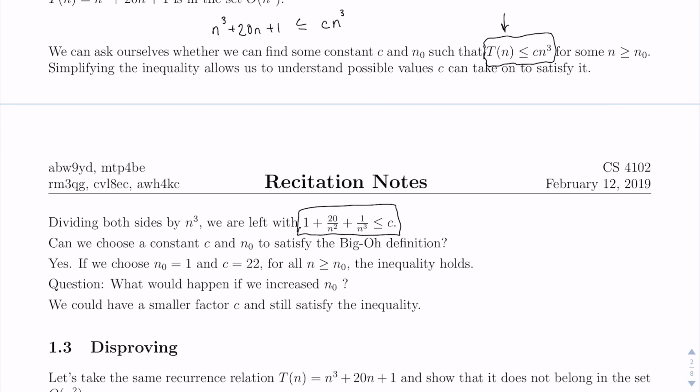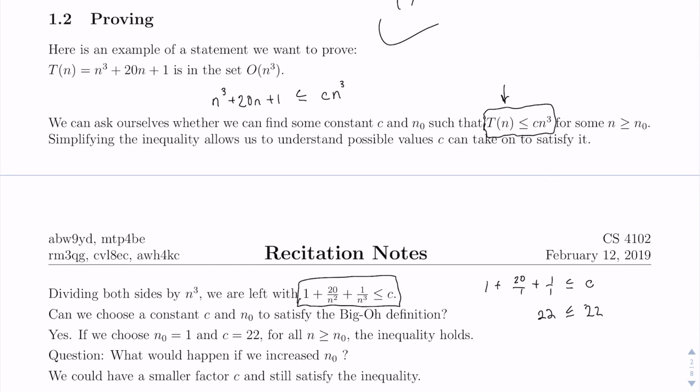So if we're looking here, we can see that if we choose n naught to be 1 and c to be 22, so that means we have 1 plus 20 over 1 plus 1 over 1 is less than or equal to c. We view that we can assign c to be 22 and the inequality will hold. So for this case, we see that the recurrence n cubed plus 20n plus 1 is in fact in the set big O of n cubed.